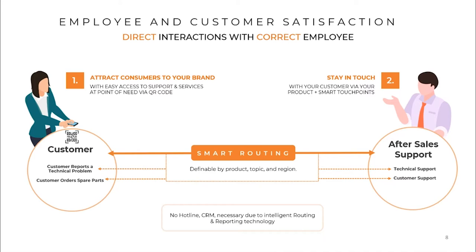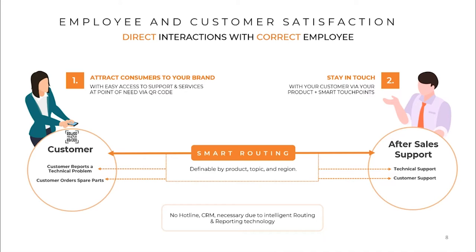And what are the three main values? The first value is that you can define in advance who gets which request. The second value is easy access for your customers via QR code when needed. And the third value is that your employees only receive requests that correspond to their responsibilities.